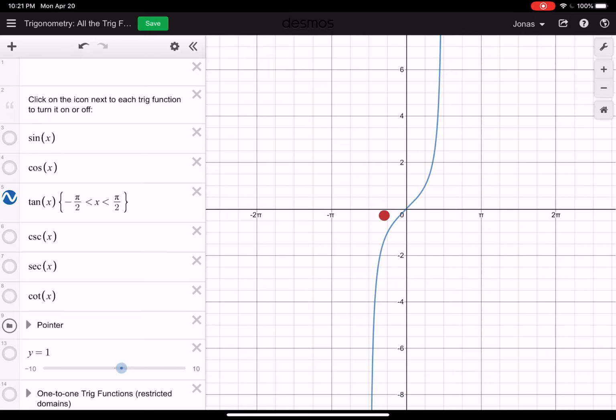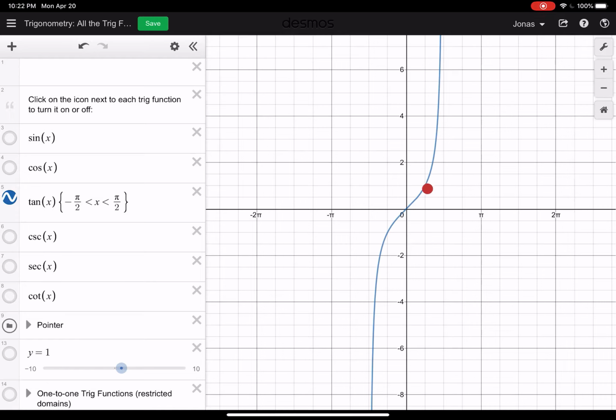And since this is a one-to-one function, it has an inverse, and the inverse is obtained just by taking every x and y value and switching them around. So, for example, I happen to know one value of tangent is π/4, that's a 45-degree angle. Tangent of π/4 is equal to 1. So this point right here has coordinates, the x is π/4, and the y is 1.